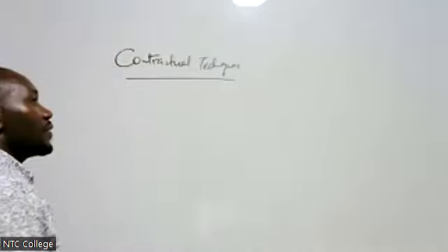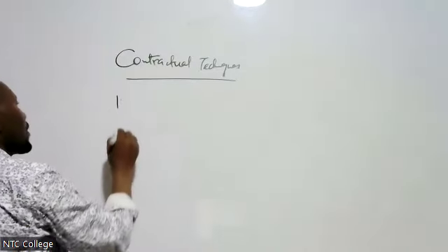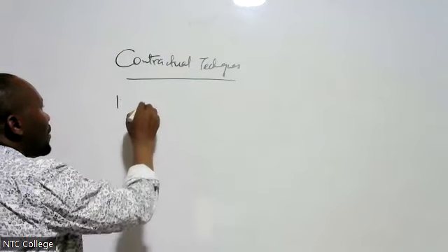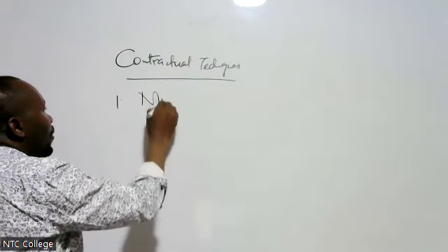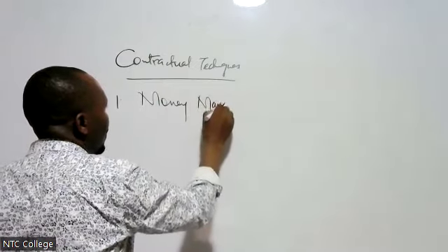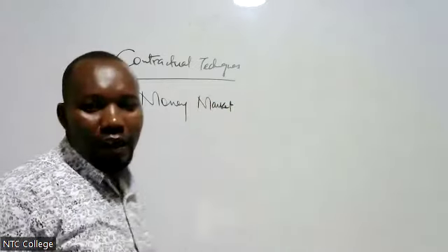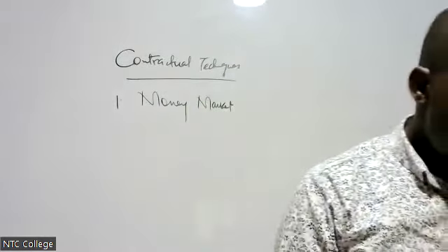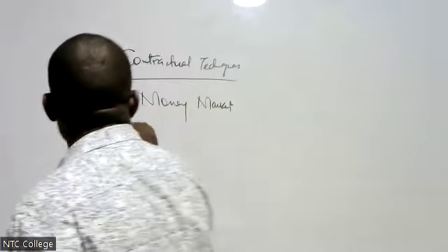We can remind ourselves about them. We say that the first one is called... who can remember the first one? Or just give me randomly. We have money market. Which one again? Other contractual techniques. We have money market. We have options.